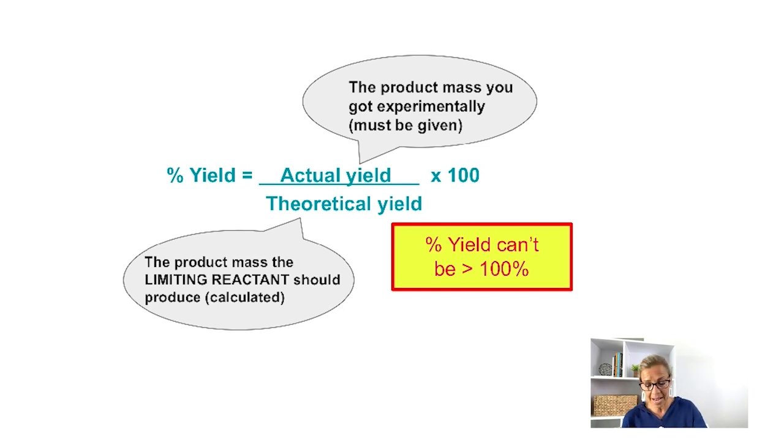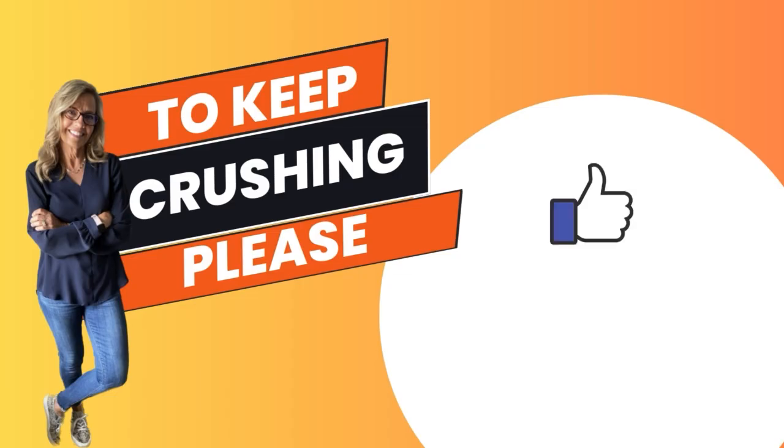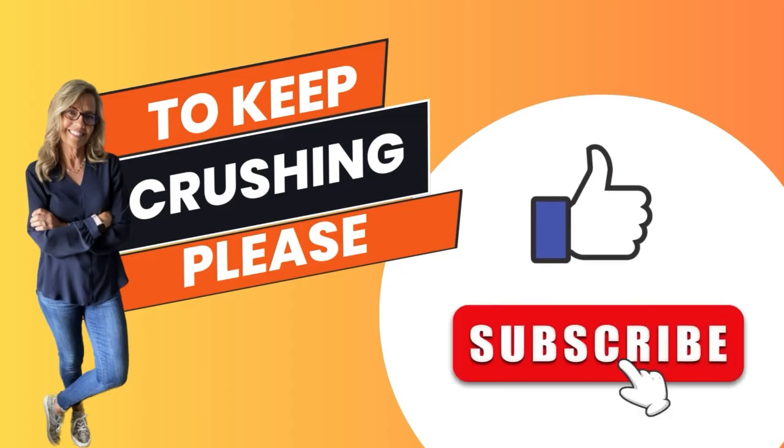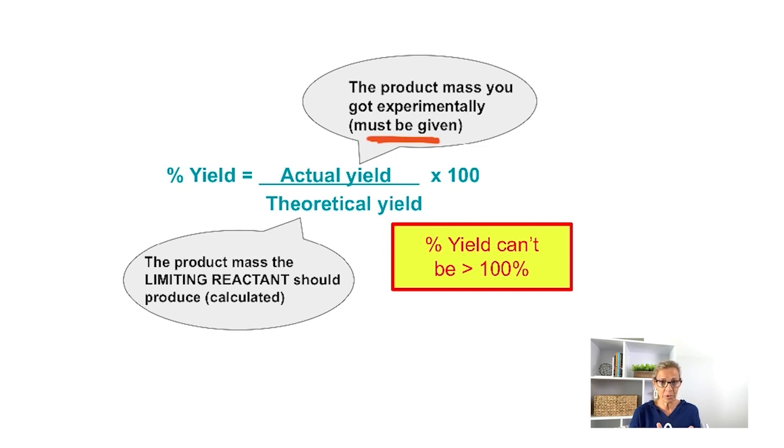Now, this number has to be given to you. This is what you actually produced, maybe in the lab or something. And you weigh out your actual product. And then theoretical is what you calculate. Okay, so that is what you calculate you should produce from your limiting reactant. Now, you can't get a percent yield greater than 100%. You know that. So if you got more than 100%, there's a situation there.